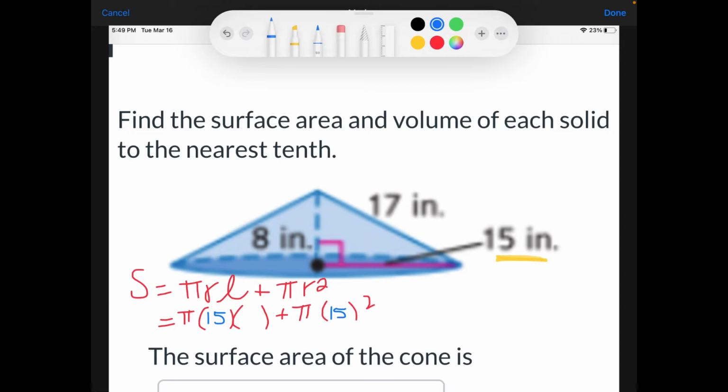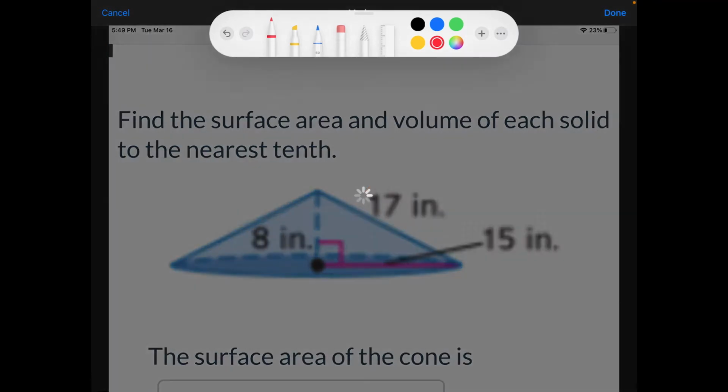We need to have the slant height. And sometimes they don't give you this, but thankfully in this picture, they did. That's the slant height, 17. And so now all we have to do is put it into the calculator and we get our answer. All right, so let's go ahead and put that in.